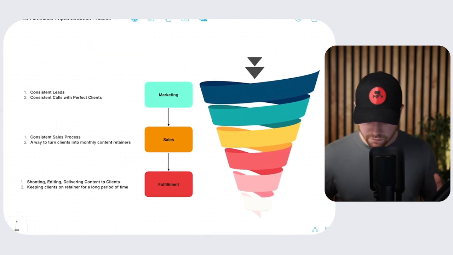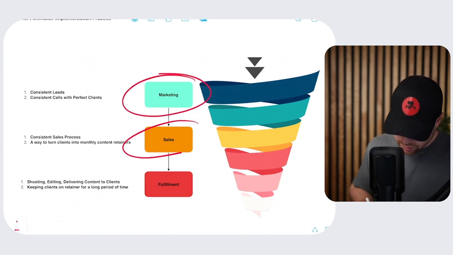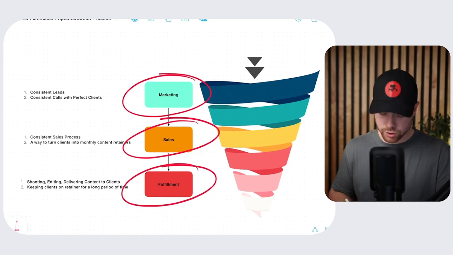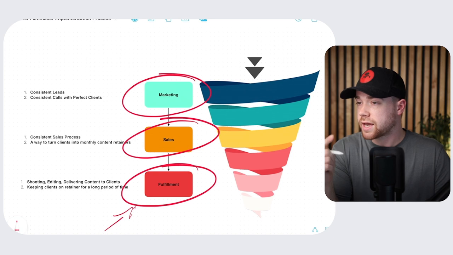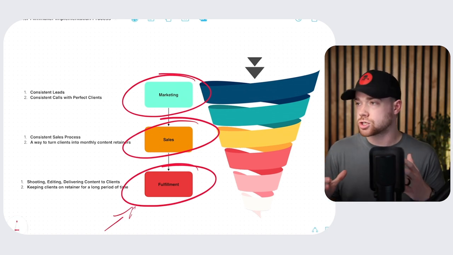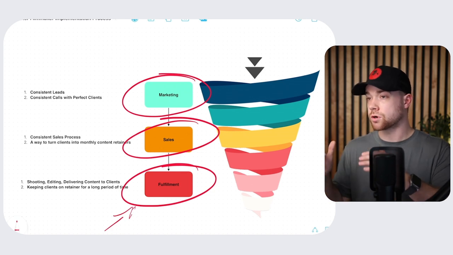So for example, with any business, the meat and bones of what a business is operating off of is three main pillars. Pillar number one is marketing. Pillar number two is sales. And finally, pillar number three is fulfillment. The problem is most video business owners are just focusing on fulfillment, which means they're only focusing on shooting, editing, delivering content to clients, keeping clients happy, and doing an amazing job and having really good work. And that's great, but the problem is that doesn't actually convert new clients.